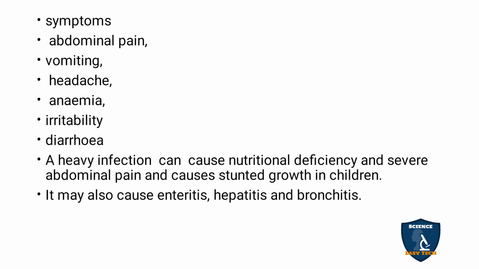So what are the symptoms? Severe stomach pain, that is abdominal pain. Vomiting will occur, along with headache, anemia, irritability and diarrhea. Headache happens because if there is any problem in the stomach, the first thing is headache. Anemia means the hemoglobin level will be low. Irritability is because of the stomach pain, and you get irritated.